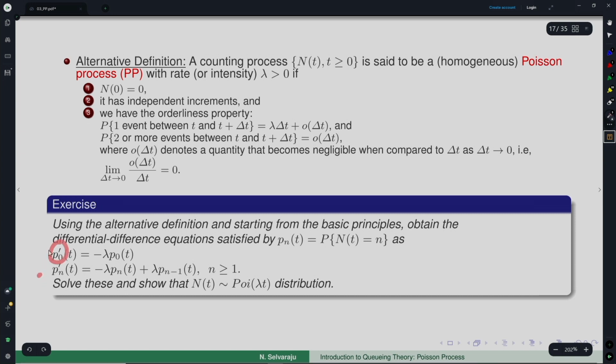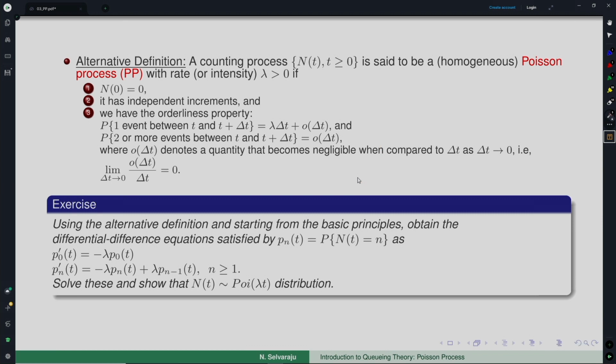This is a differential equation because it involves first order derivatives. It is a difference equation because it involves P n and P n minus 1. You can solve this and show that N of t is actually equal to a Poisson lambda t distribution. So, you can show that this alternate definition implies the previous definition.